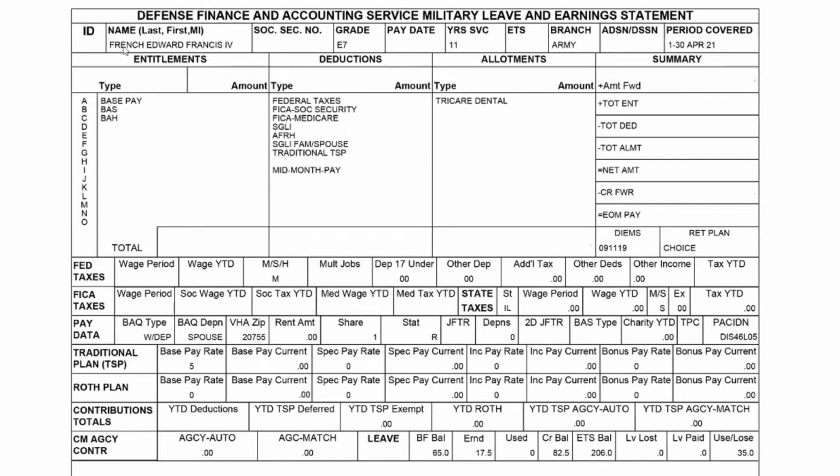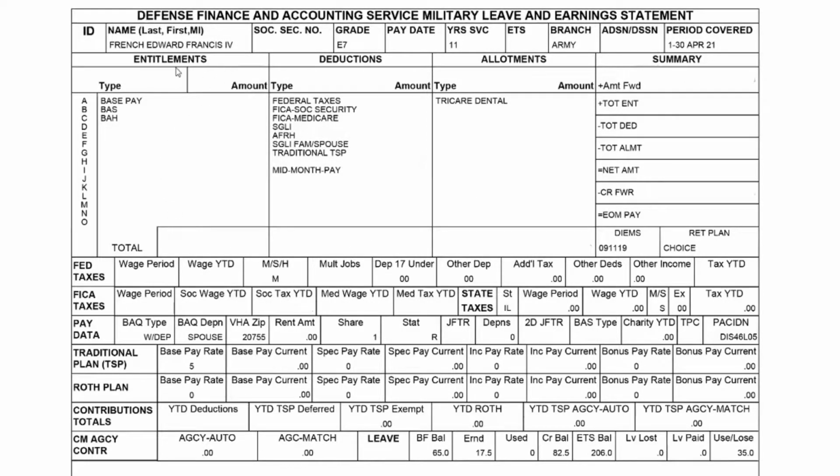Right here you'll see the general overview of your Leave and Earnings Statement, your LES. On the very top here you see admin data from name to social security to grade. I deleted a couple of these things to make sure that I protect myself. On the very top row, one of the most important boxes is the period covered. You'll be able to see how many days are covered on this LES.